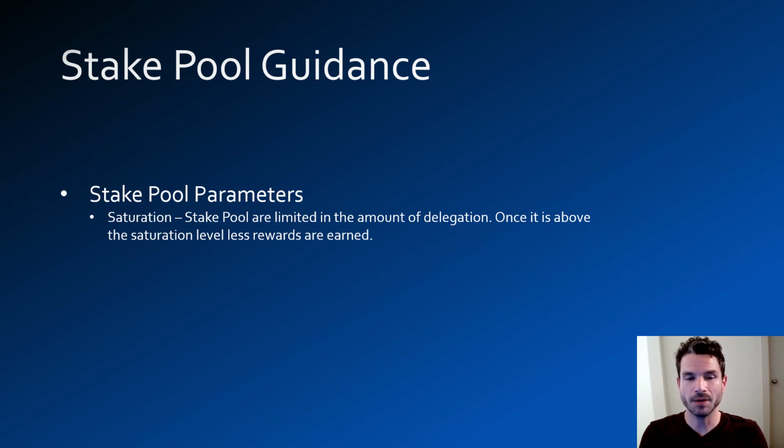In the stake pool parameters, there are several things to consider. I will only talk about a few of them. The most important is the saturation point. So a stake pool cannot accept an unlimited amount of delegation and still pay out rewards to all the delegators. There is a saturation point as determined by the network itself. The stake pools have no control over this. Once delegation exceeds this saturation point, those additional delegators do not earn rewards on their delegation.